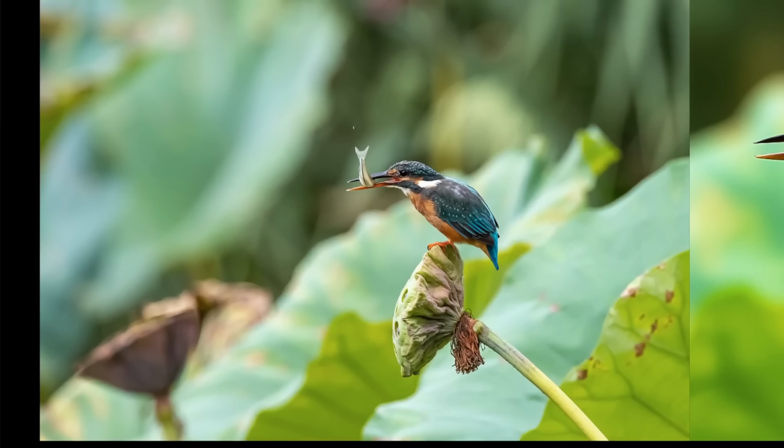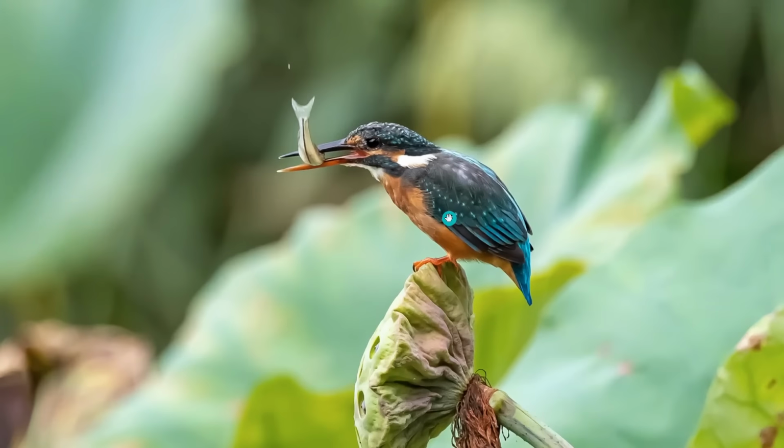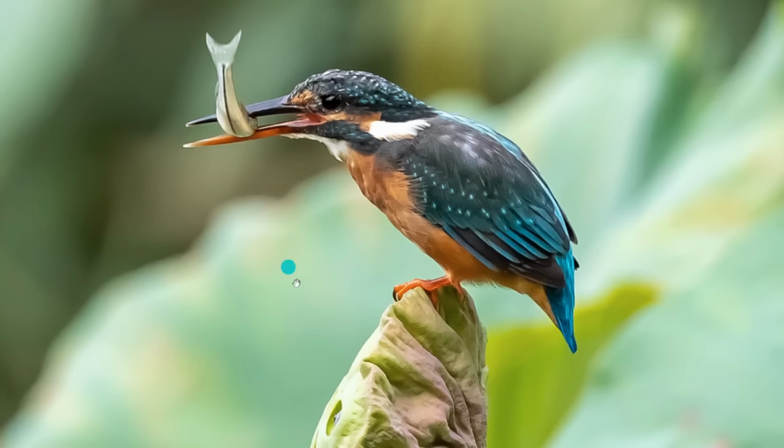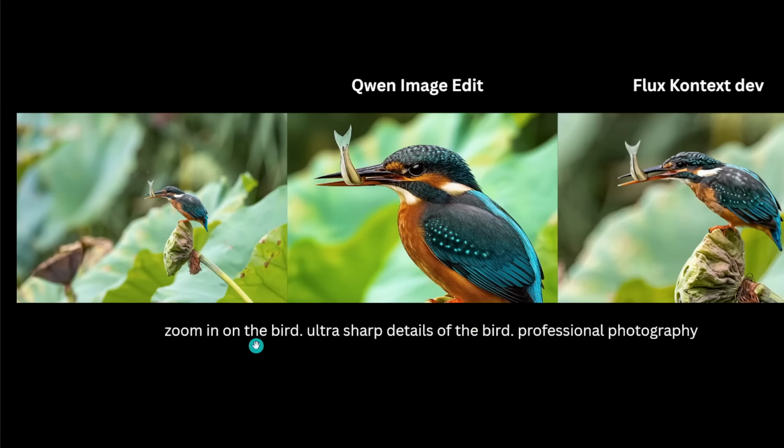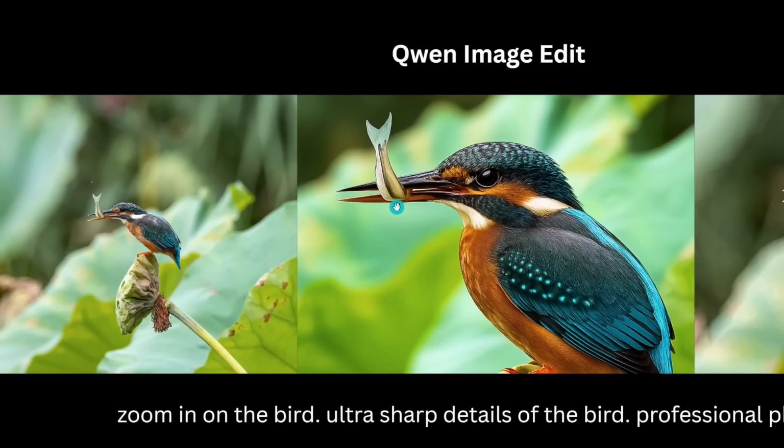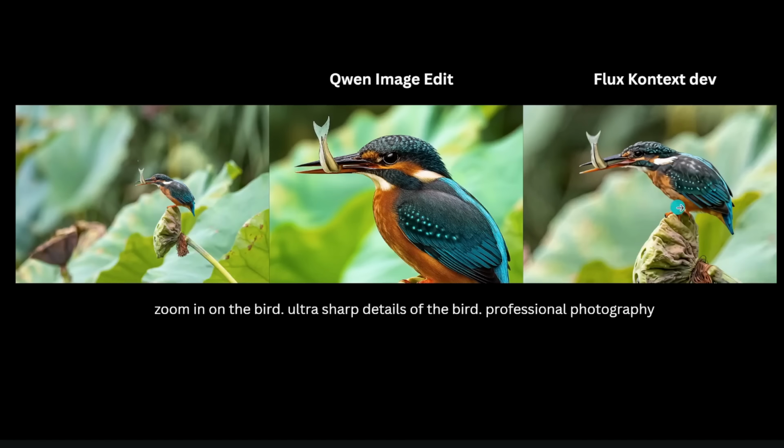Here's another really tricky test. Here's my original photo, and I basically want to get it to zoom in and create a new photo with way more details of this bird. So for the prompt, I wrote zoom in on the bird, ultra sharp details of the bird, professional photography. And here's the result from Qwen Image Edit. Look at how crazy sharp the details of this bird are. The feathers are so damn sharp. This is really good. And then for your reference, here is the generation from Flux Kontext Dev.